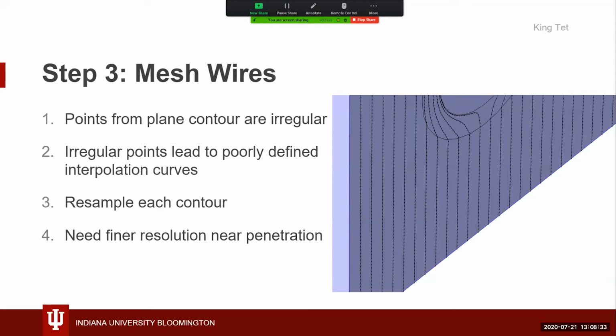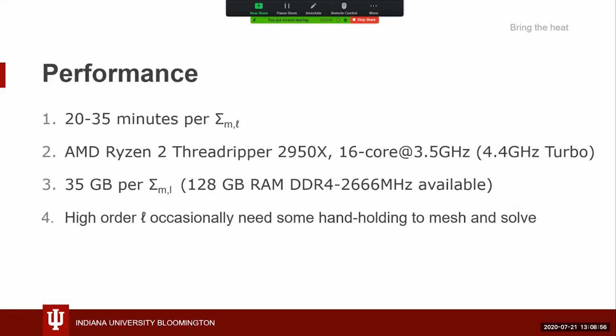And then you also, because you have finer detail that you need to resolve around the penetration, the code is able to look for points that are near the penetration, split the contour line, and mesh them more finely in this region. So that's an idea of how this works.